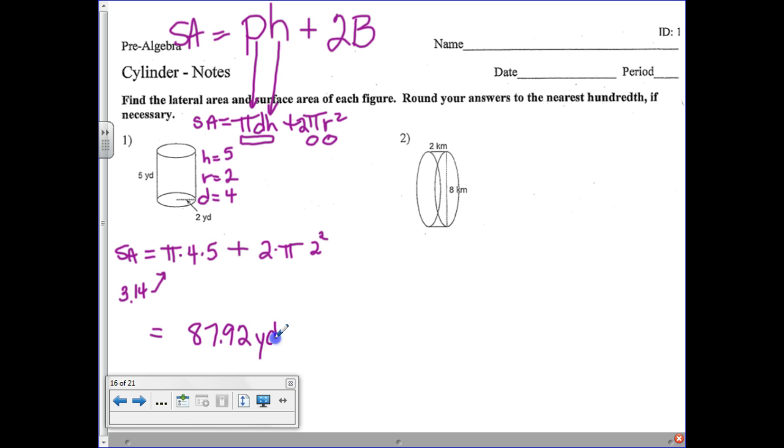Final answer is 87 and 92 hundredths square yards. Square yards because this is area. We're just wrapping the outside. Okay, look at number 2.